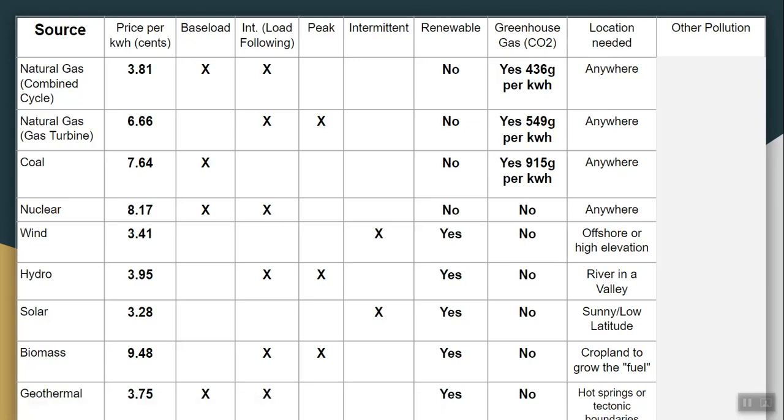So hot springs, okay, those are only a few places that actually have hot springs near the surface. And tectonic boundaries, you get some pushback if you want to put a plant near any tectonic boundaries because usually fault lines for earthquakes are in the same area. And when you talk about pumping tons of pressurized water down into a tectonic boundary or a fault line, people get concerned about earthquakes.